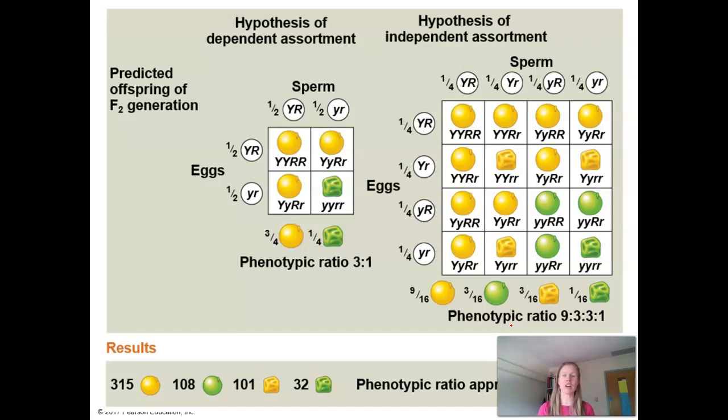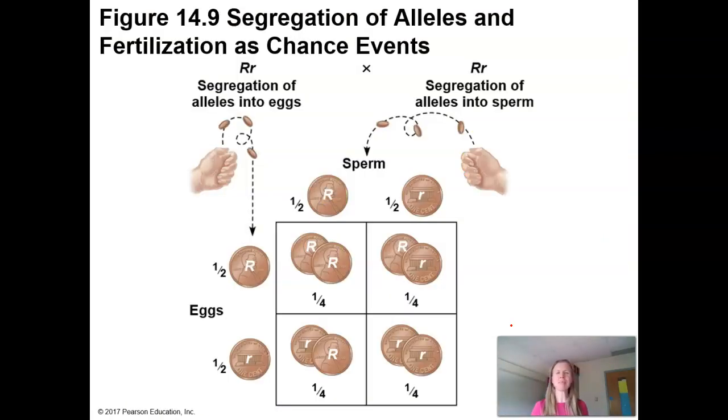And again, the idea here is that when those genes, as we call them now, are moving into gametes, it's totally independent of other characters. So seed color and seed shape are not connected to each other in any way.